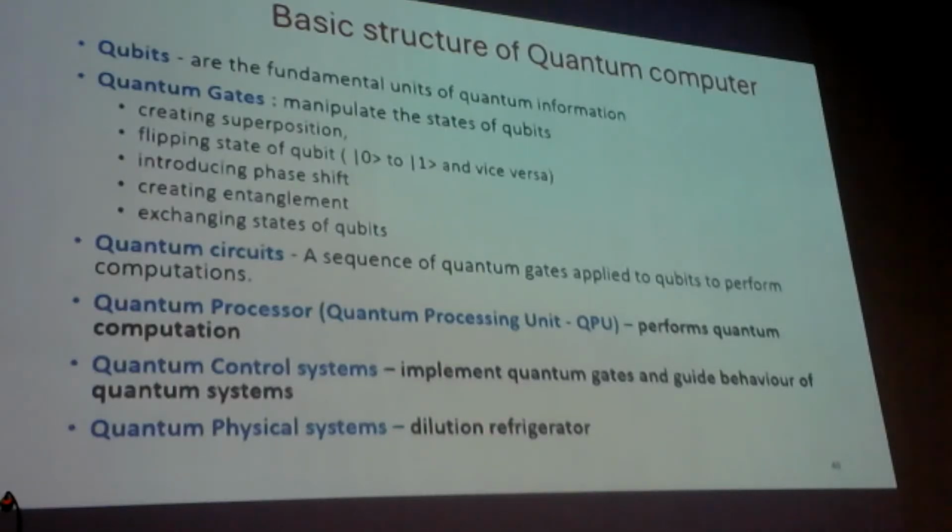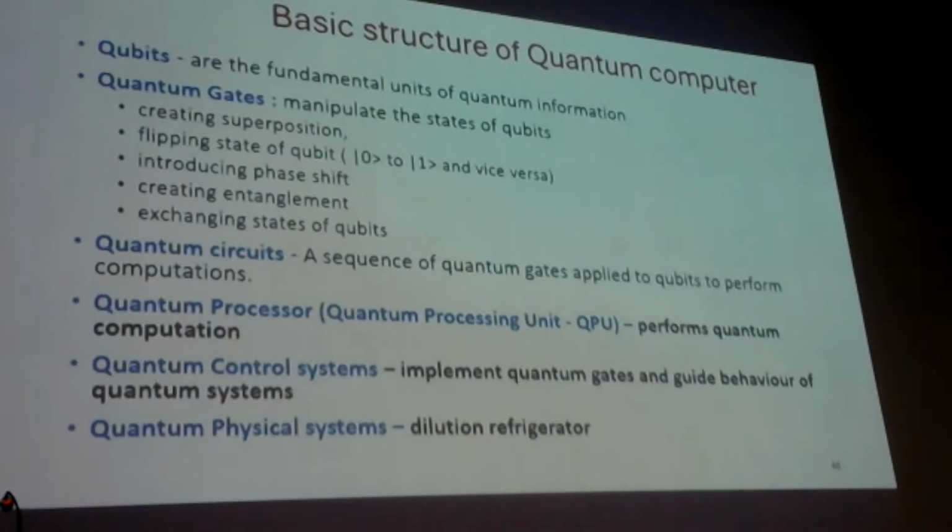Then the quantum processor, also known as the quantum processing unit, QPU. We all know CPU, central processing unit. We all know GPU, graphical processing unit. Now this is the quantum processing unit, QPU. This performs quantum computations, just like our CPU performs classical computations. Then quantum control systems, very, very important because this implements the quantum gates, just like we had a control unit in our classical computer. Control systems are very important. They generate certain signals to coordinate all the activities. They implement the quantum gates and guide the behavior of the quantum systems.